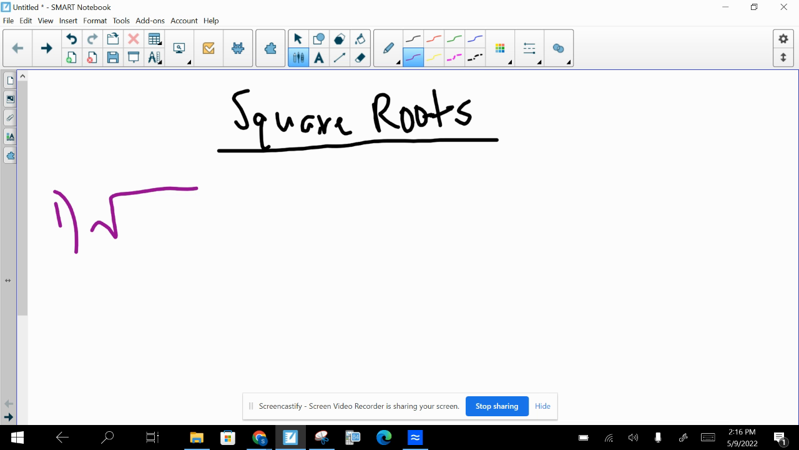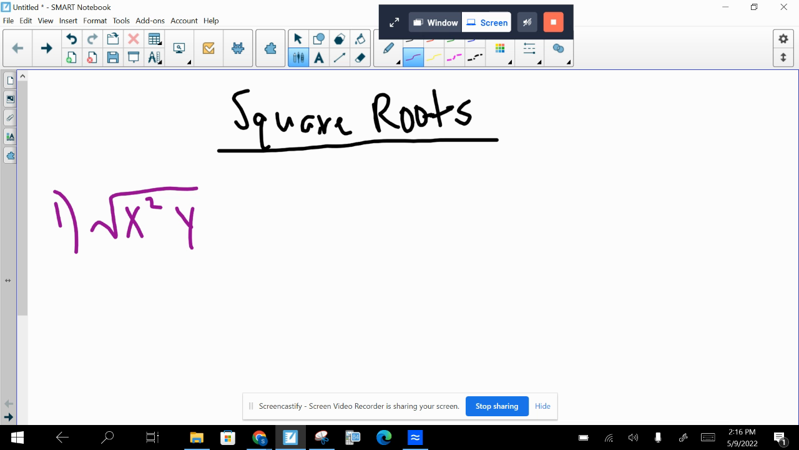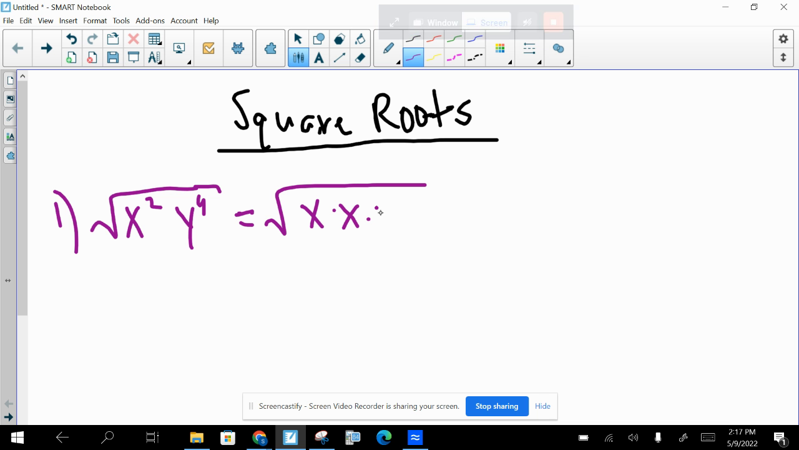So anyways, the square root of x squared y to the 4th. And some of you might be able to just simplify this in your head as is, but hold on, stop. I want to show you what you can do for any type of question regardless. So here's what I want you to do. We are going to break up each variable and expand it. So I'm going to take the square root of, and instead of x squared, I'm going to write x times x. And instead of y to the 4th, I'm going to write 4 y's. So y times y times y times y.